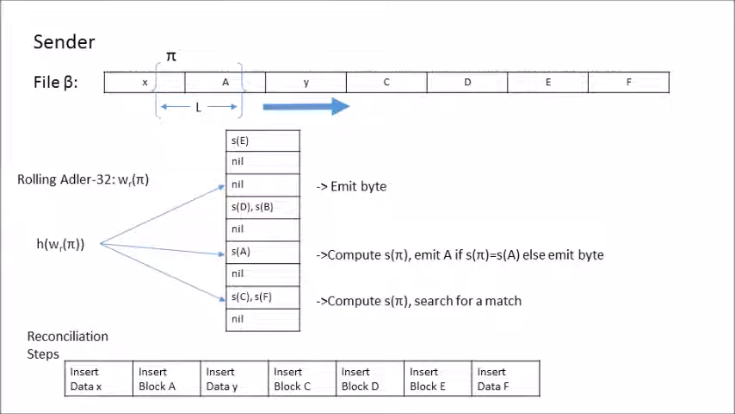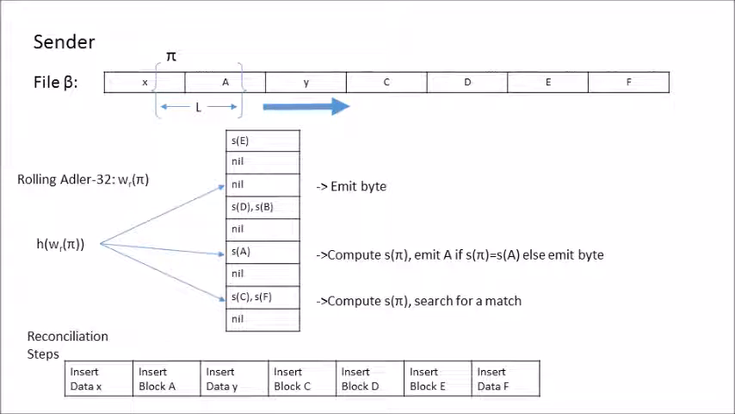Here on the sender side, we have a similar file to alpha known as beta. Beta shares many blocks in common with alpha, but due to insertions, deletions, and modifications, some data needs to be transmitted. We define the sliding window pi that creeps along the file beta.